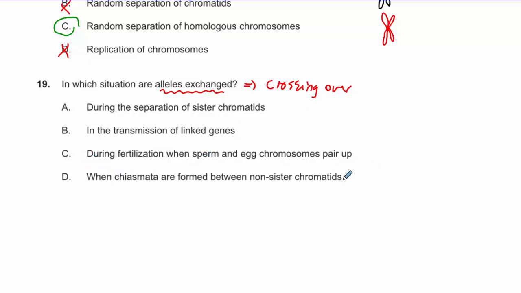C, during fertilization, when sperm and egg chromosomes pair up. No, it happens before that. D, when chiasmata are formed between non-sister chromatids, and that's of course correct.